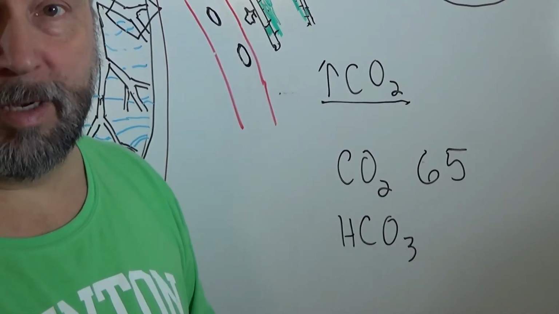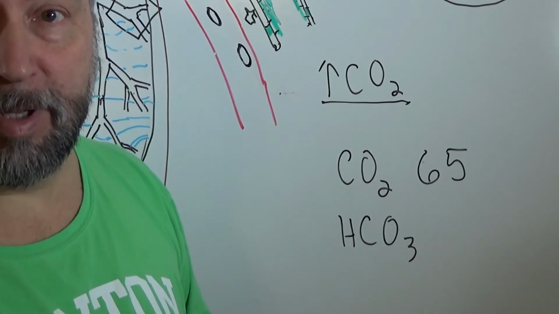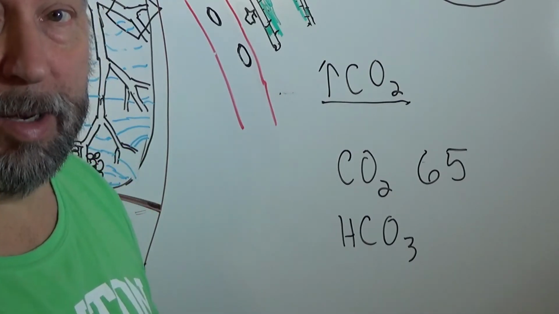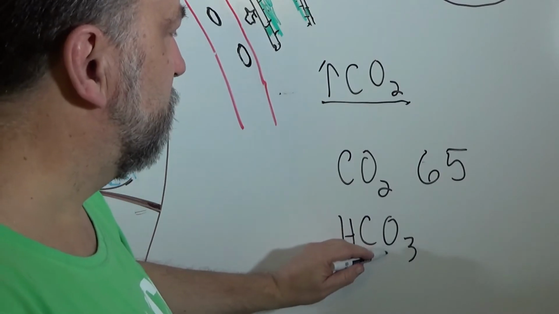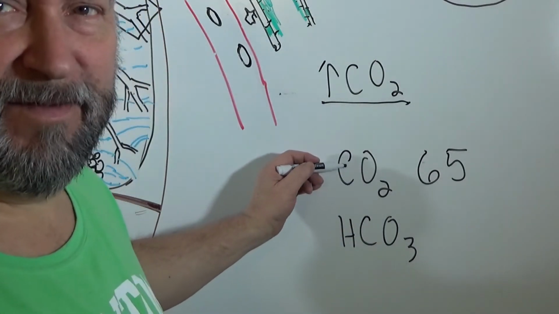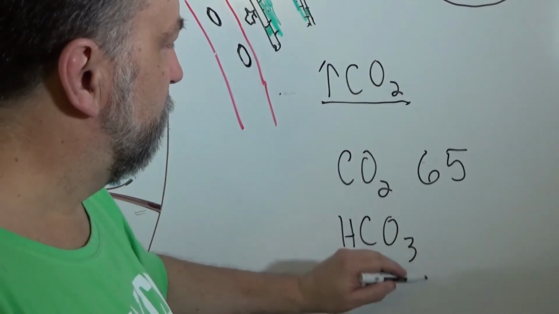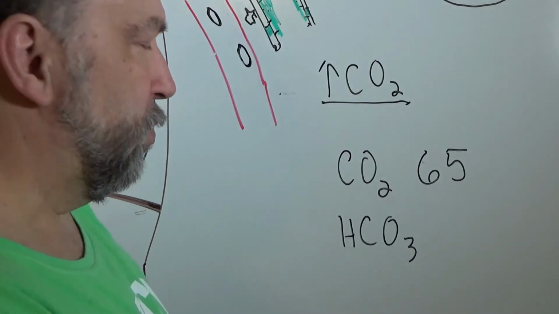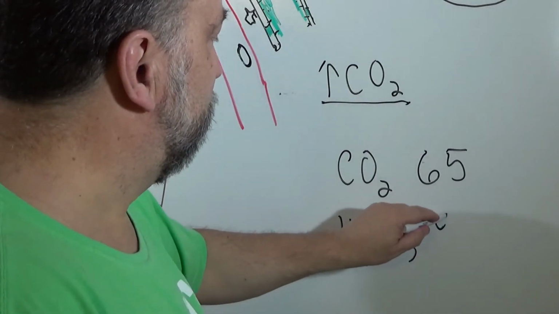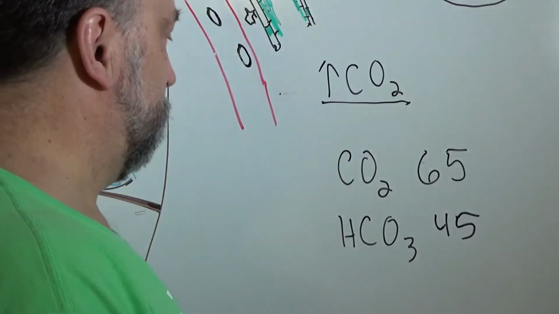Now this is a chronic process, so your kidneys are going to be compensating, right? And they're going to be holding on to bicarb and making more bicarb. So your bicarb is going to be high to try to offset the acidity from the CO2. So your bicarb ends up, normal is 22 to 26, so let's say it's about 45. We're giving some big numbers here, right?